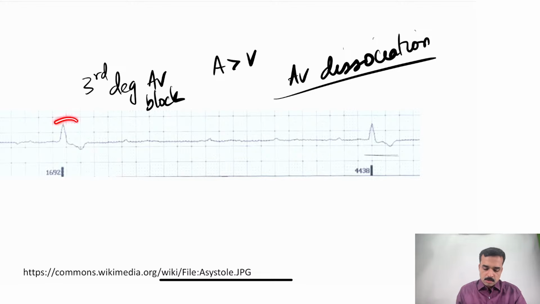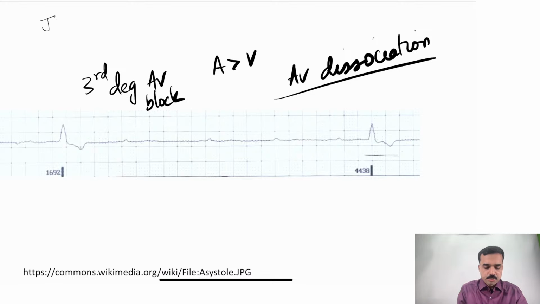Okay, so wide complex, and you can make out when the QRS is wide, when it's coming from the ventricle, the corresponding T wave, there will be discordance. The T wave will go in the opposite direction. If it's a positive QRS in the same lead, the T wave will become discordant. It will become negative. That means it's coming from the ventricles. Right, so this is third degree AV block.